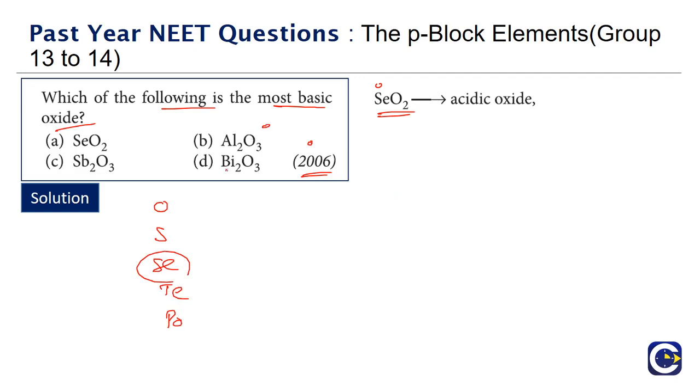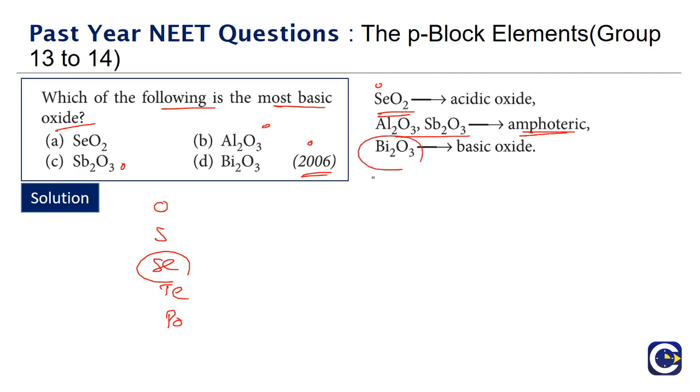Whereas aluminum oxide and antimony oxide, Al2O3 and Sb2O3, will both be amphoteric. And bismuth comes in the nitrogen family: nitrogen, phosphorus, arsenic, antimony and bismuth. Bismuth is the metal in this nitrogen family, so bismuth oxide will be basic in nature. So the one that will be most basic is bismuth oxide, Bi2O3.